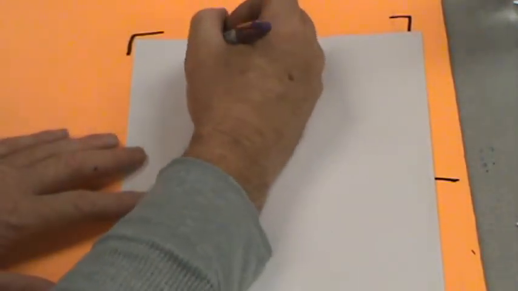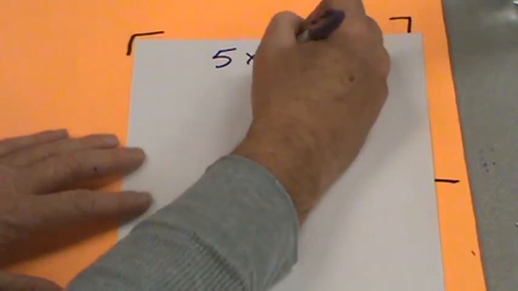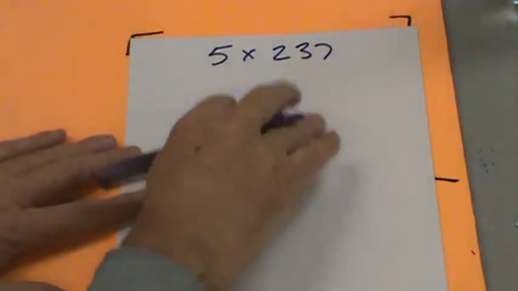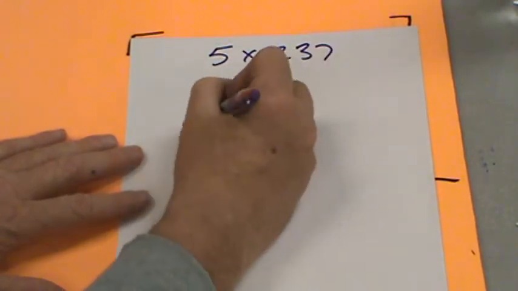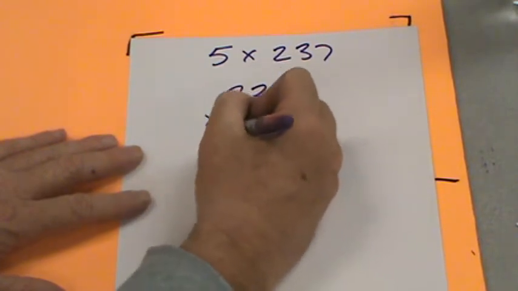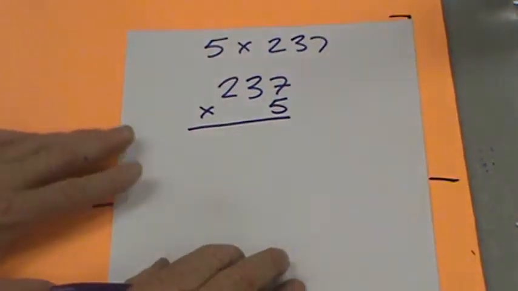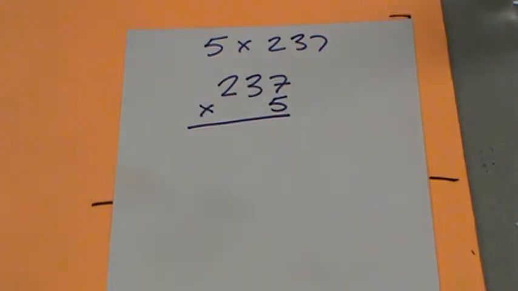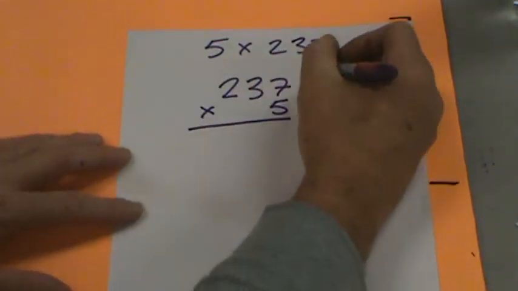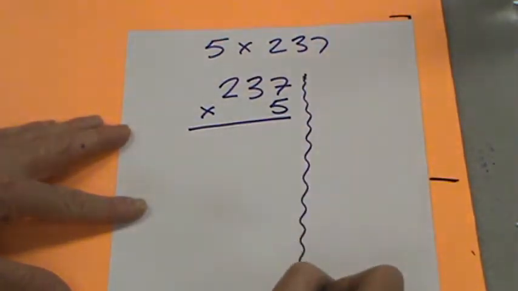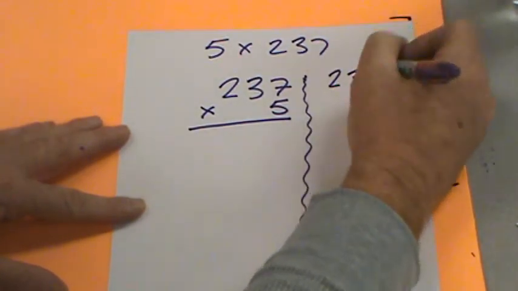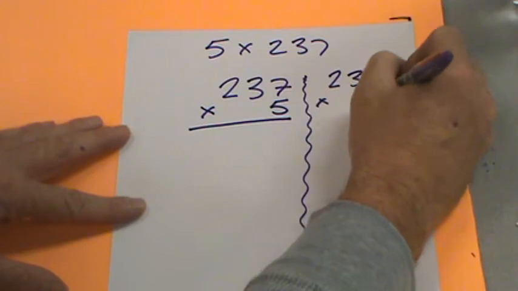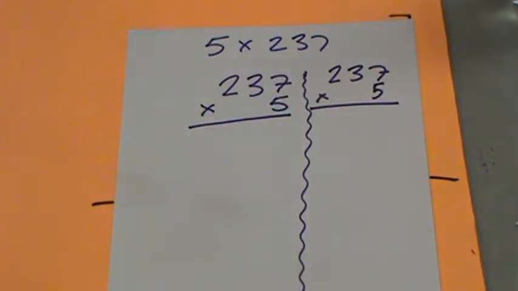So we're going to do 5 times 237, okay? So now write down, and we could take up a lot of space, 237 times 5, okay? So we're going to do this 2 different ways. We're going to do the partial product, and then we're going to do the standard algorithm, okay? So I'm going to make a line right at the middle here. Hope you didn't mess that up too bad like I did. And then I'm going to do the same problem over here. One will be partial product, and one will be standard algorithm.